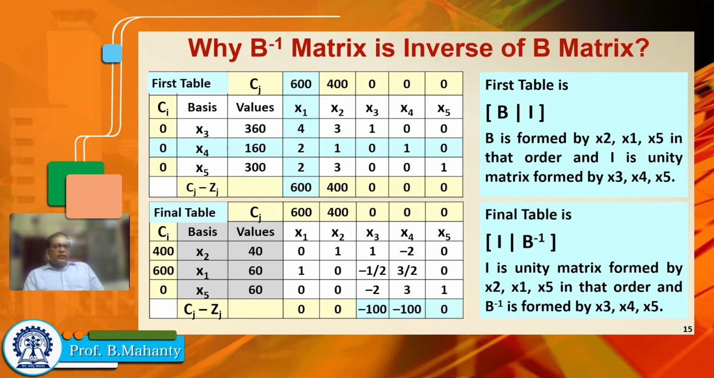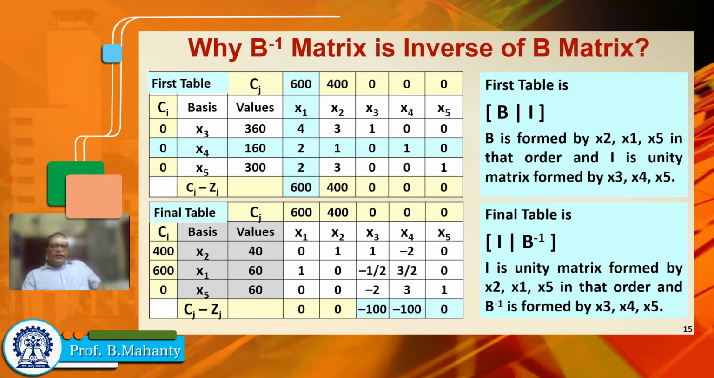So now look at the rule. The rule says that if the matrix is B concatenate I, and you convert B to I, then I will convert to B inverse. So what has I become? I is the original unity matrix in the first table, that is 1 0 0, 0 1 0 and 0 0 1. What has it become? It has become 1, minus 2, 0, minus half, 3 by 2, 0, minus 2, 3 and 1. All right, so in a sense the B matrix has been converted to the B inverse matrix of the final table.